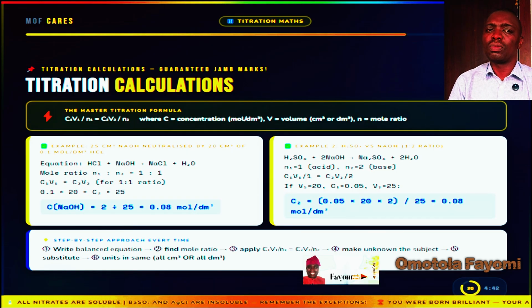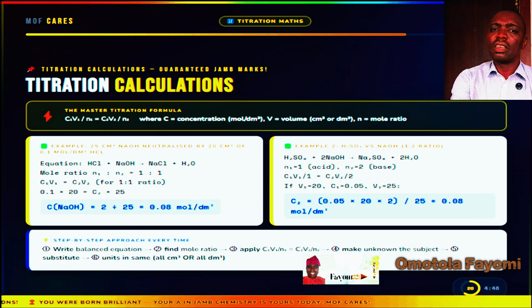Example 1: 25 cm cube of sodium hydroxide is exactly neutralized by 20 cm cube of 0.1 mole per dm cube HCl. Find the concentration of sodium hydroxide. Step 1, write the equation: HCl plus sodium hydroxide gives NaCl plus H2O. The mole ratio is 1:1.